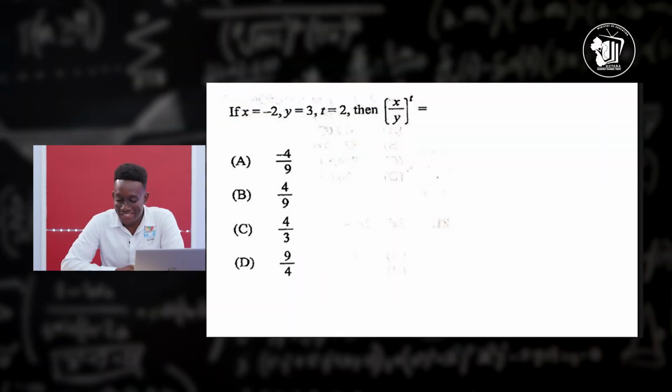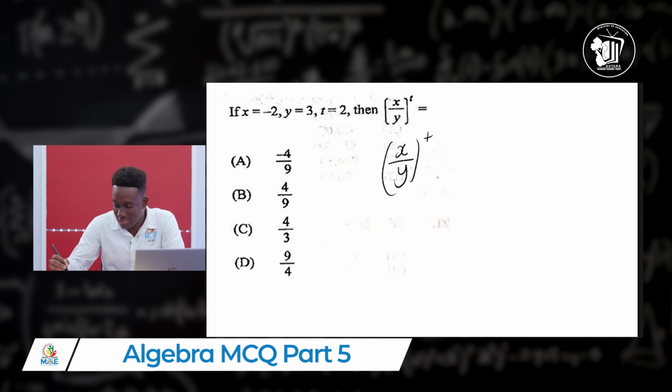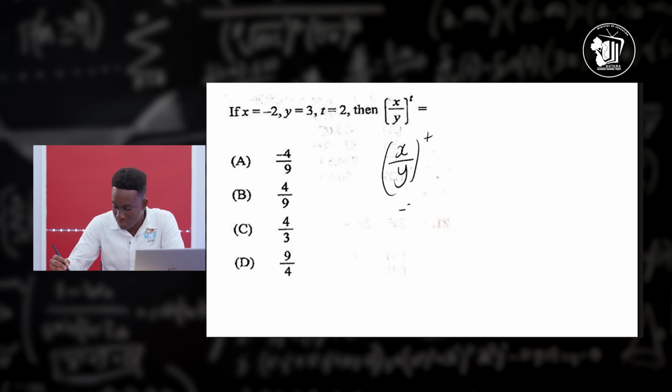So this question says, if x is equal to negative 2 and y is equal to 3 and t is equal to 2, then (x over y) all raised to t is equal to, so (x over y) all raised to the t power. So let's do some substitution. So we know x is equal to negative 2 over y, which is equal to 3, all raised to the t power, which is 2.